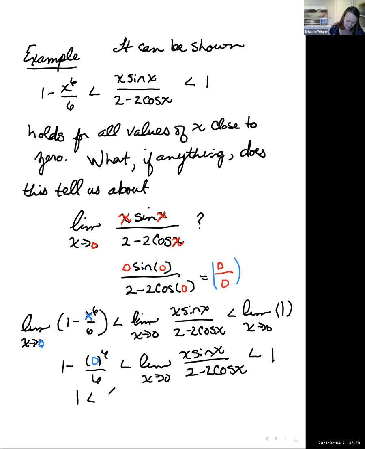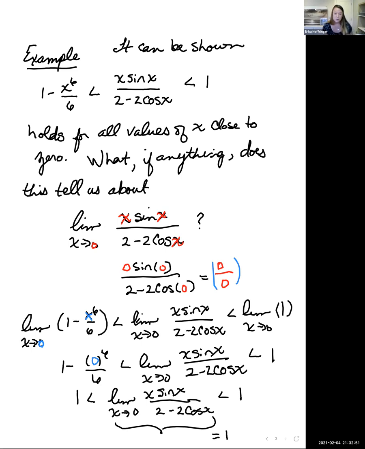Well, if 1 is less than this limit, and that also has to be less than 1, then in order for this to be true, the limit in the middle would have to equal 1. It's possible that there's an open circle in here, but this would be going towards 1. And we can say this because of the sandwich theorem.